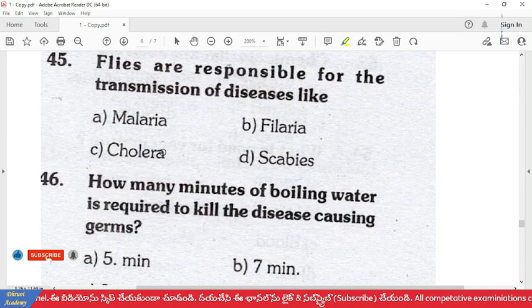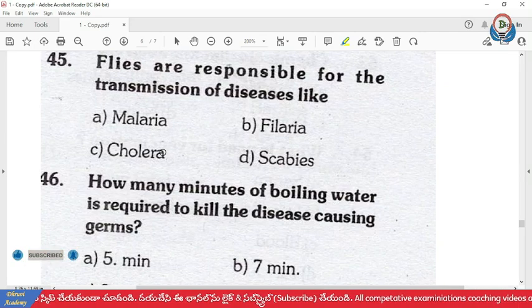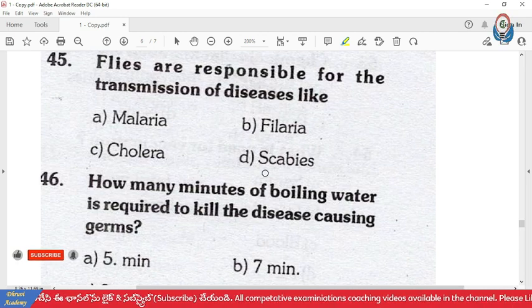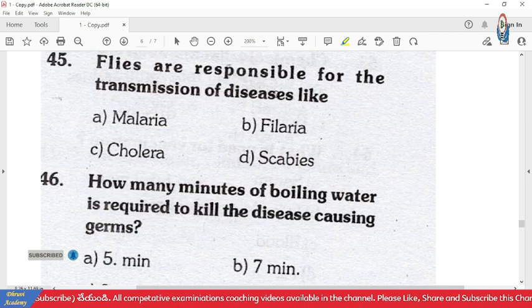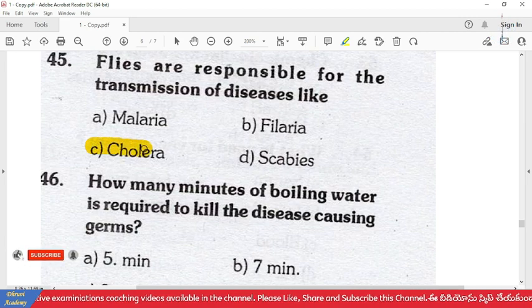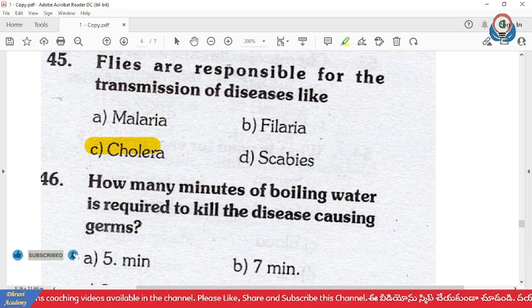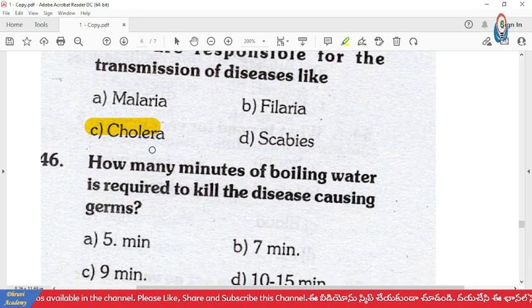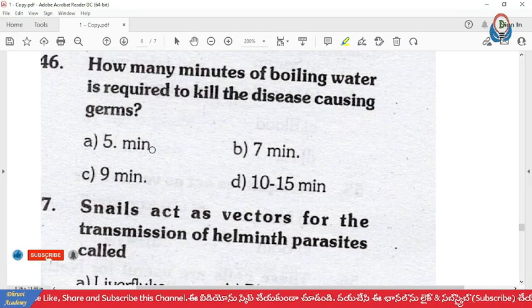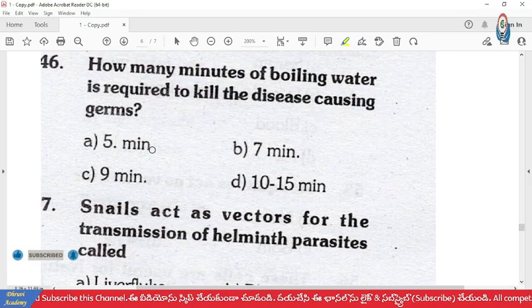Flies are responsible for the transmission of disease like: A, malaria, or B, filaria, or C, cholera, or D, scabies? Which is the correct answer? Flies are responsible for the transmission of diseases like cholera. They spread disease. They are responsible for cholera. Next, how many minutes of boiling water is required to kill the disease causing germs?